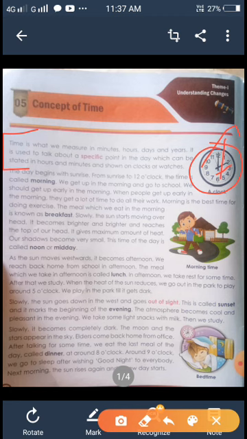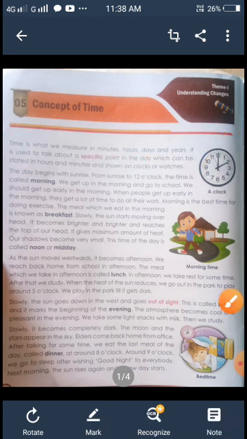So here, if you measure the time, you will go through minute, hour, day and year. And it is used to talk about a specific point or specific time. The day can be stated in hour, minute and shown on the clock. Okay, then go to the second paragraph.